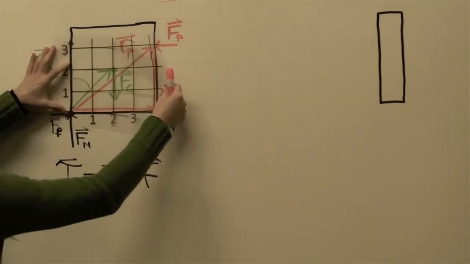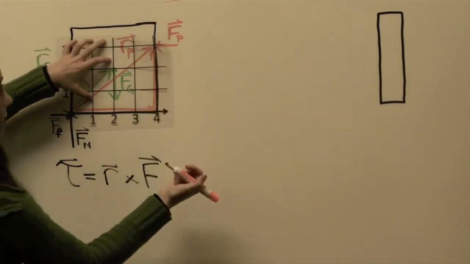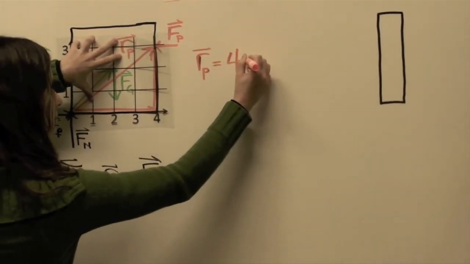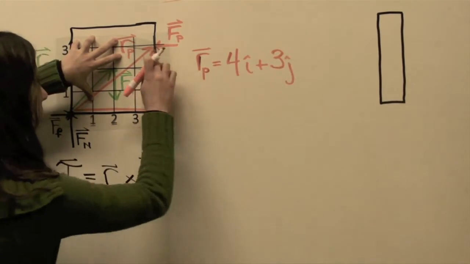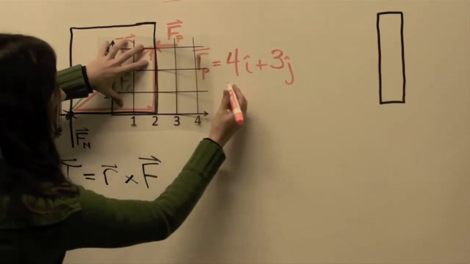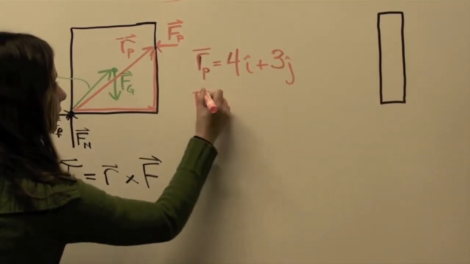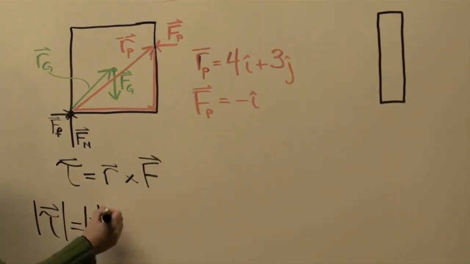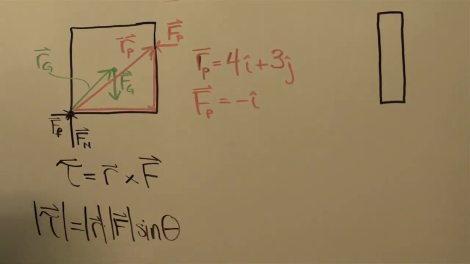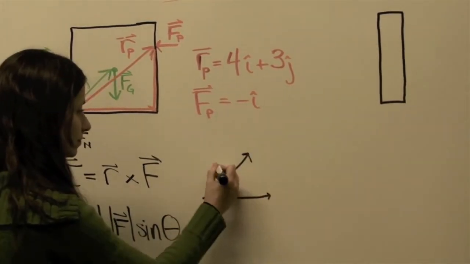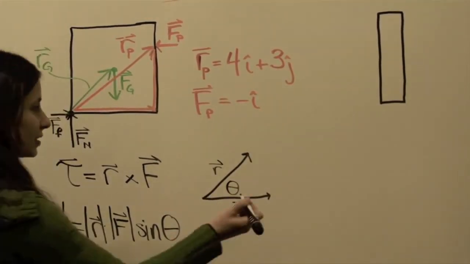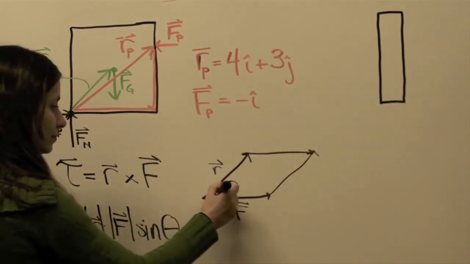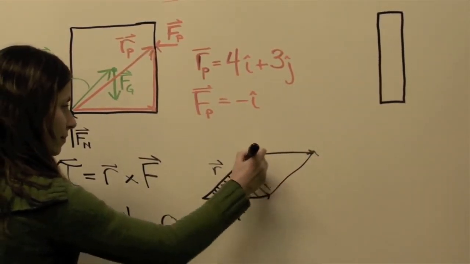We use a coordinate system with origin at the pivot point to determine the R vector to be 4i plus 3j. The push force is negative 1i. The magnitude of torque can be found as the magnitude of R times the magnitude of F times sine theta, where theta is the angle between the two vectors. Thus, the magnitude is the area of the parallelogram formed by R and F.